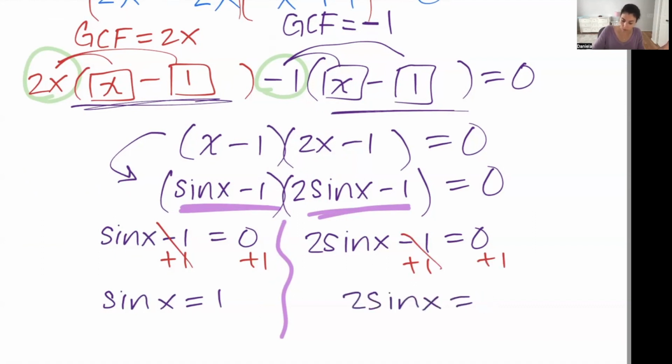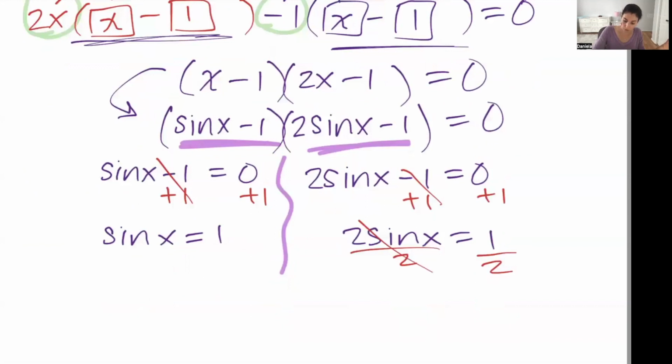Whoops, so that should be 1. And then we're going to divide both sides by 2. So on this side, we're going to be solving for sine of x is equal to 1/2. So we're going to need the unit circle on this. Now, whether you memorize the unit circle or you use reference angles is up to you. I'm going to just look at the unit circle since I like to memorize it.